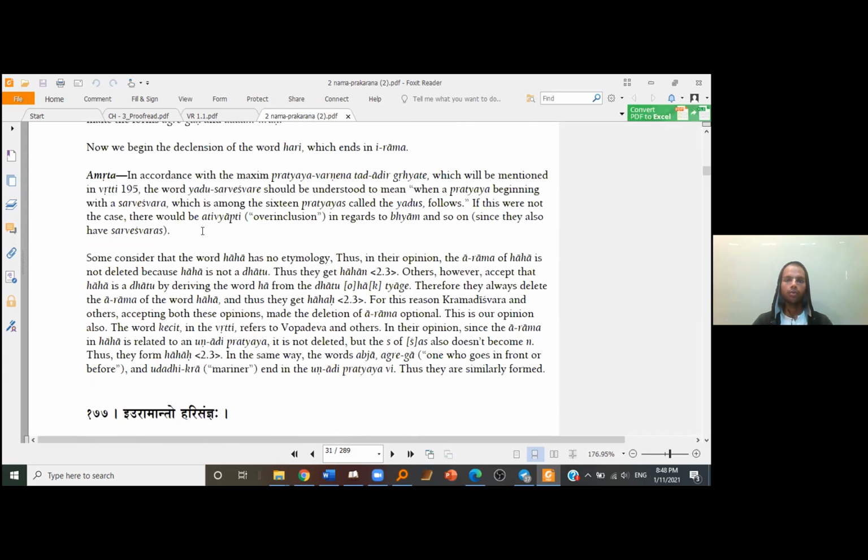Now tomorrow we'll begin Irama, Iramanta Shabdas. Now we have done I and A. Now tomorrow will be Irama, the short E. Lagu. Any questions here? Anything?